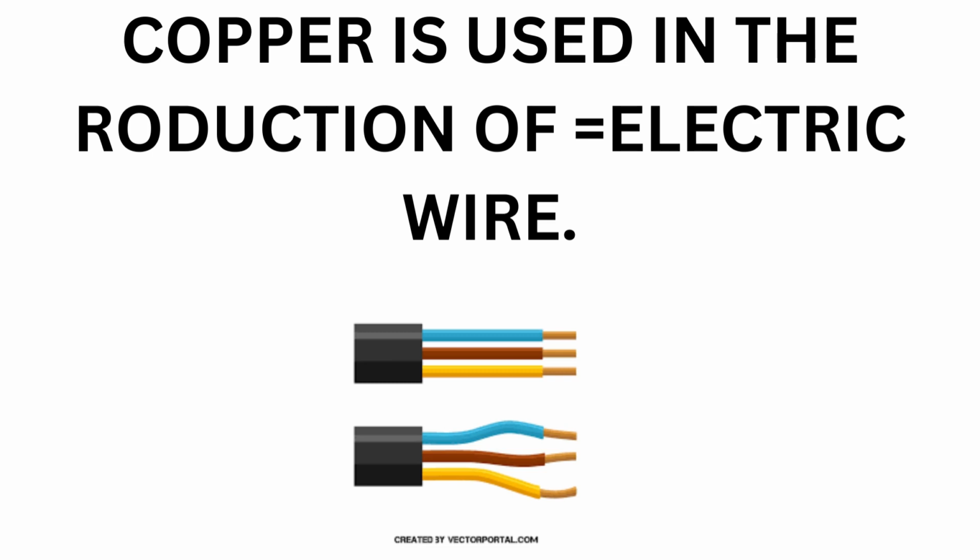So, in the name of Almighty Allah, today we will discuss general science MCQs. So, first of all, copper is used in the production of electric wire. Copper is a metal and it is used in electrical equipment, but most commonly in electric wire.